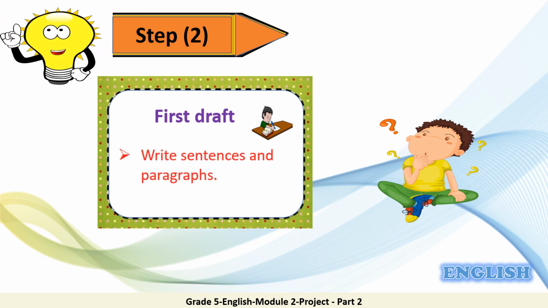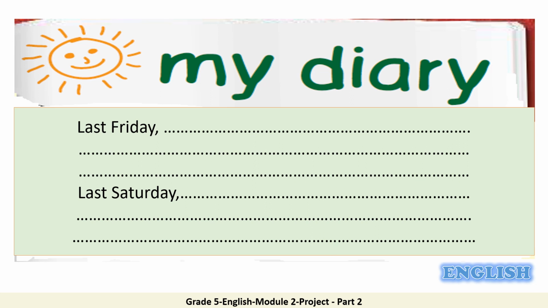Now we are going to talk about step number 2, first draft. You have to write sentences and paragraphs. Here you are going to put the whole ideas that we discussed in sentences, then in paragraphs. Pay attention here. Here you are going to write the first draft of your diary. You need to write 2 paragraphs. The first one is about your last Friday, and the second one is about your last Saturday.